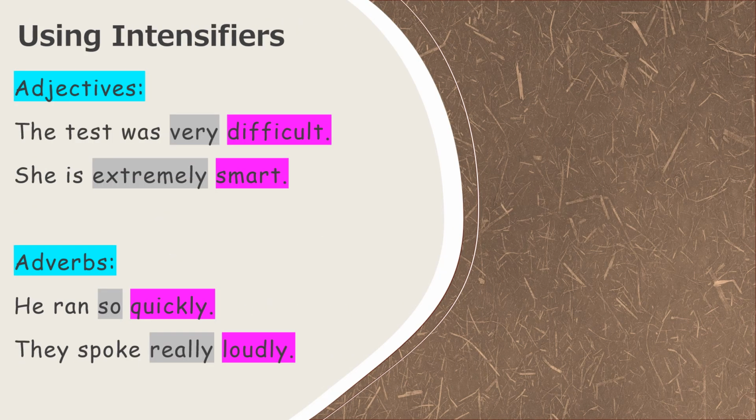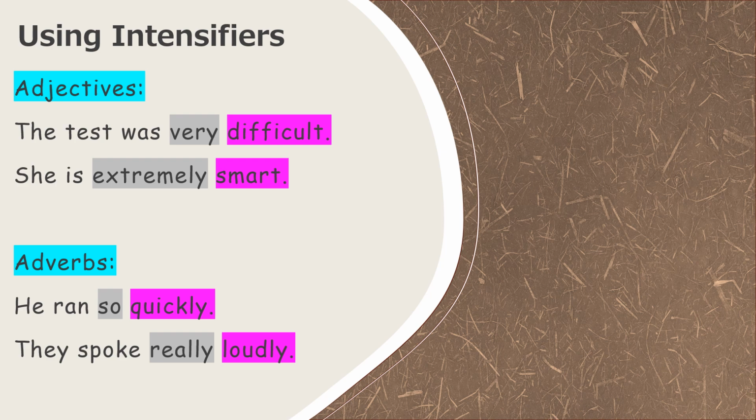Now, how to use intensifiers in the sentence. If the sentence has an adjective, place the intensifier before the adjective. For example, the test was very difficult. The test is a subject, was is a verb, difficult is an adjective. How difficult? Very difficult. So this is how it is used with an adjective. She is extremely smart. So there is a girl who is smart, means intelligent. How smart? Extremely smart. So it is used to intensify the adjectives.